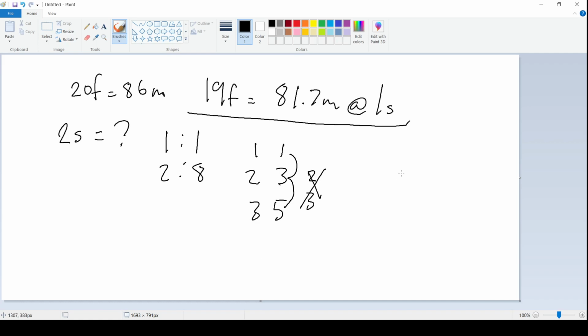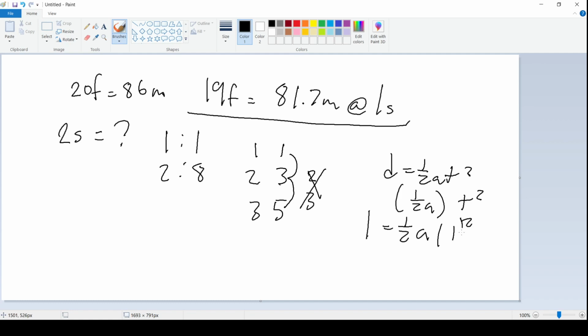Okay, let's do the math that my old physics teacher taught me. Distance equals half AT squared, right? So half A, and then times T squared. But we don't need T squared, apparently, which is a little bit weird. But you know why? Because distance, 1 floor, equals half acceleration times 1 squared. Doesn't matter, right? So 1 equals half A. That means 2 meters per second equals A.